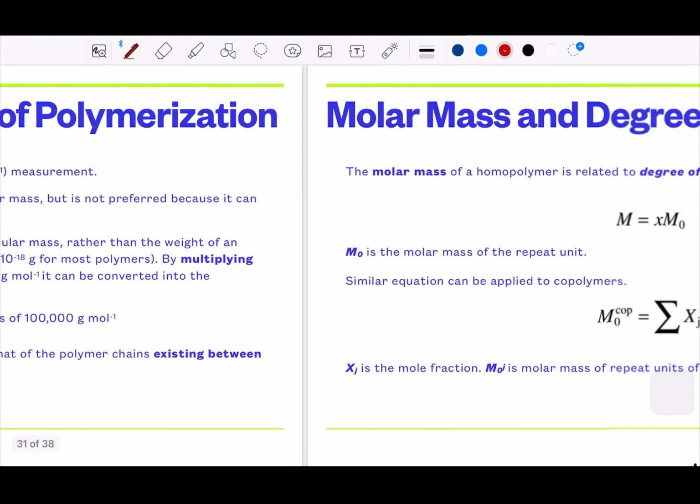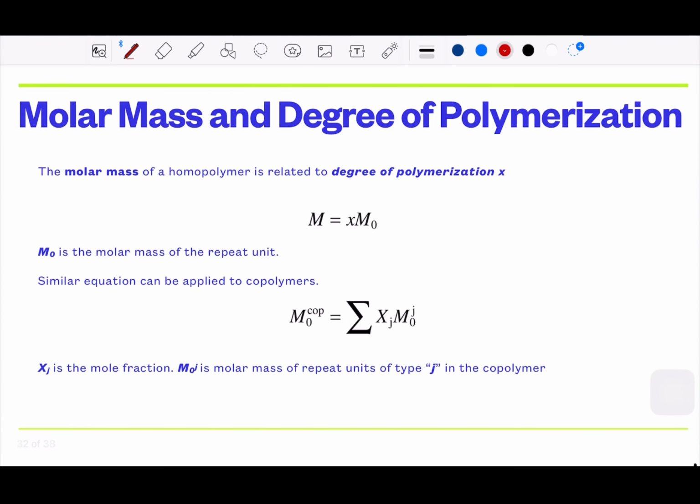Okay, let's go for just a quick note. For a homopolymer, if we take X as the degree of polymerization, then the molar mass is equal to X, the degree of polymerization, multiplied by M0. M0 is the monomer. This relates to the molar mass of monomers.